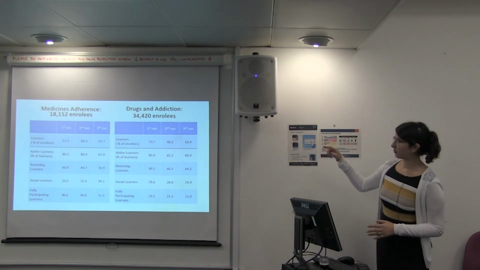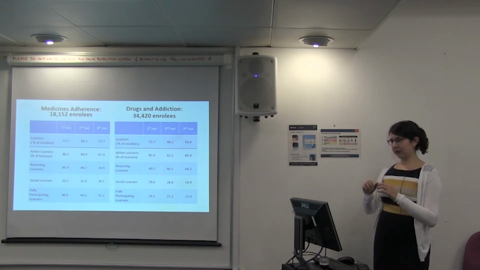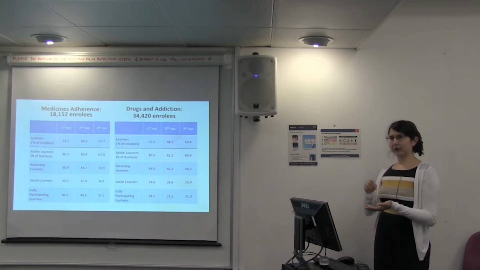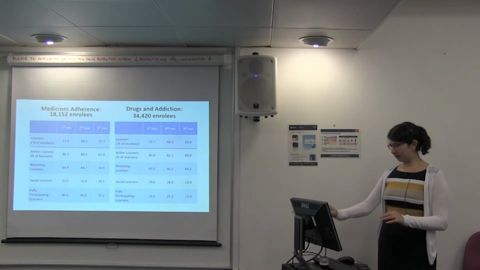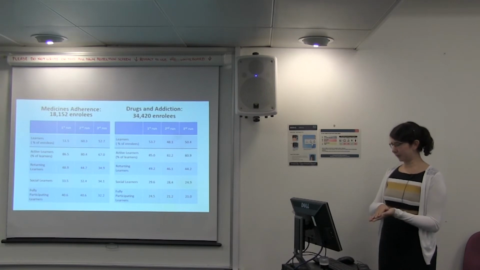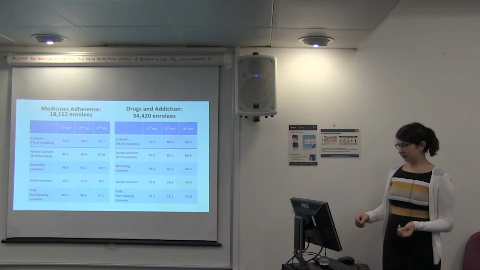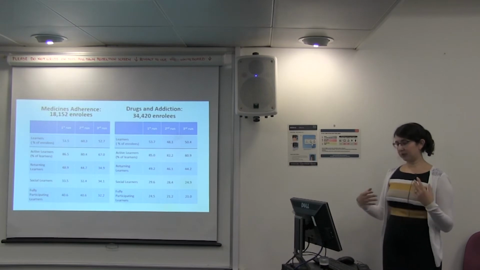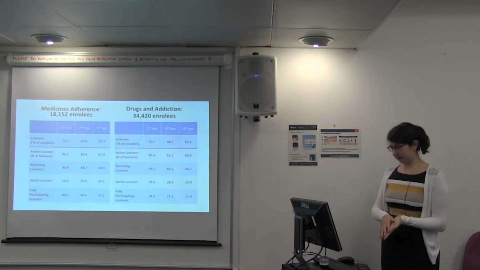In the top row of this table, we have learners. This actually means the proportion of people who visited the course after they enrolled. So we can see a general trend there: about half of people who enrolled did go onto the course. The numbers underneath display a percentage of the top-level learners. Across medicine adherence and drugs and addiction, we have 86% of people being active, meaning that once they were on the course, they completed at least one step.